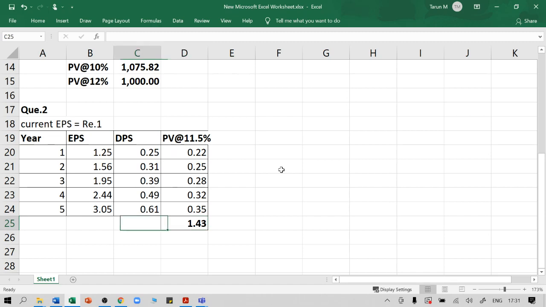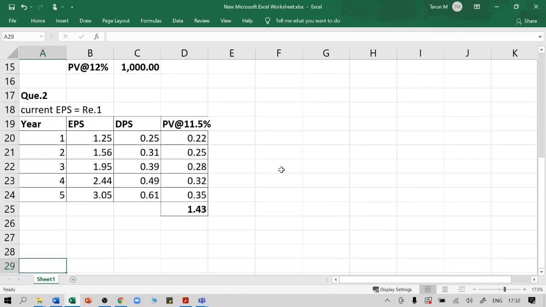Now, from the 6th year onwards, the growth rate becomes constant at 8%. So then what I do is use the Gordon's model formula. Here I am assuming that you have studied the SFM subject. And in the SFM subject, they teach you one formula which is called the Gordon formula.